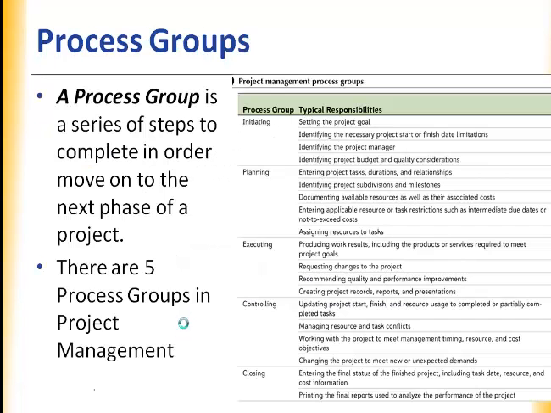There are 5 process groups in project management. So these are the series of steps that you're going to take when doing a project. Initially, the first step is initiating, and that's, for example, setting the project goal we just talked about earlier. Then there's the planning phase. In the planning phase, you break the big scope of the project into tiny tasks, and you estimate how long each task will take. And you decide, does task 1 have to be done before task 10?